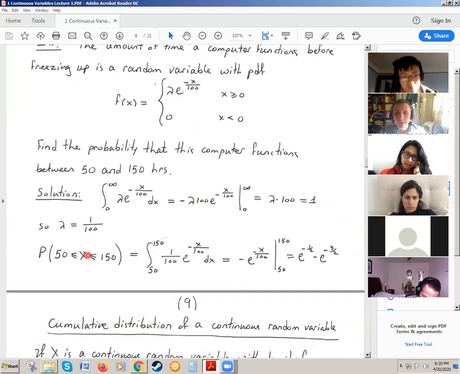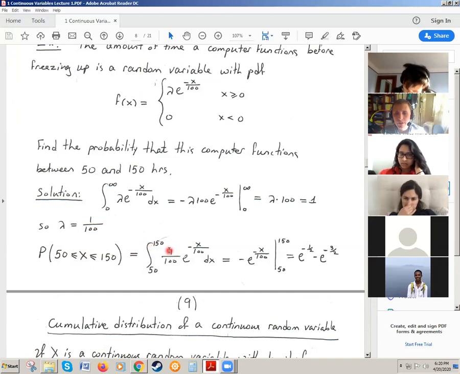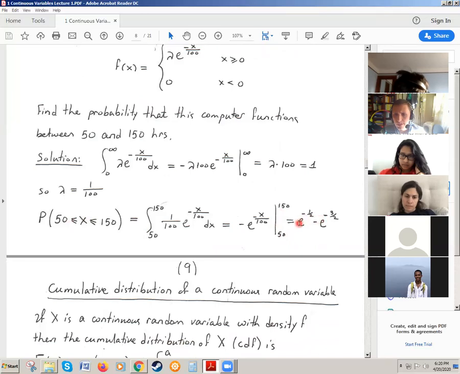And now if I need to calculate the probability that x is between 50 and 150, that's just the integral from 50 to 150 of 1 over 100 e to the minus x over 100 dx. And that is just this expression, which upon plugging in, it happens to be e to the minus 1/2 minus e to the minus 3/2. It's roughly, if I remember, 38%. Okay? So this computer will function between 50 to 150 hours, without being turned off and without crashing, with this probability.